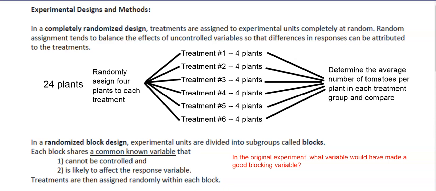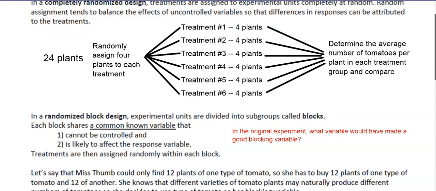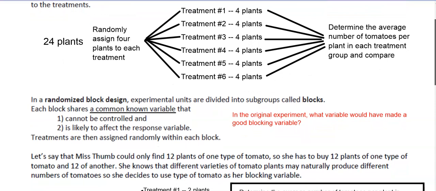treatments. So we had 24 plants, and we randomly assigned 4 plants to each treatment, and at the end we'll maybe take the average number of tomatoes per plant in each treatment group and compare to see which one gave the best yield. But sometimes we want to reduce variation even more when we have a known variable that we cannot control for. So you can also do what's called a randomized block design.